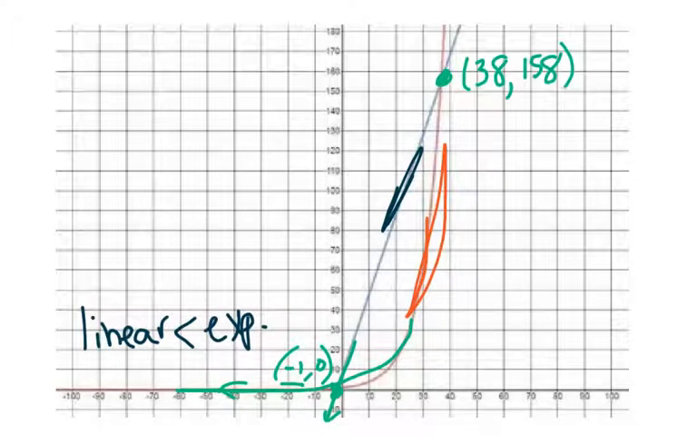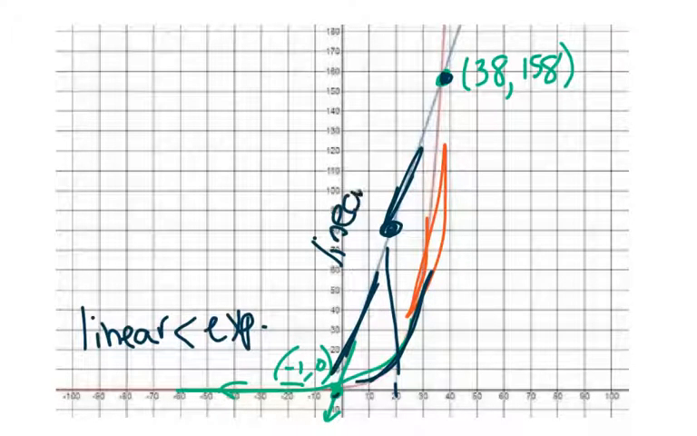What happens between our points of intersection on this graph, between the 2 points where these functions meet? Well, our linear function over here at, let's say, about x equals 20, our linear function has a higher value than our exponential function. And so between these two, our linear function is greater than our exponential function.